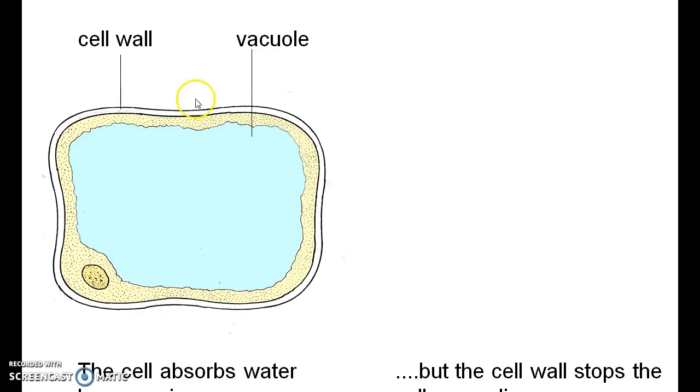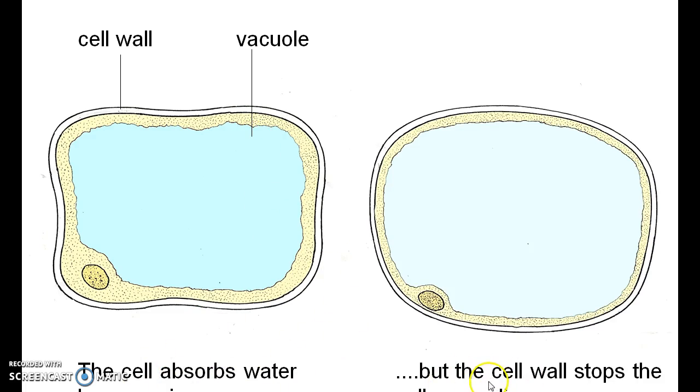This is the plant cell. This is the cell wall. This is the vacuole. The cell absorbs water by osmosis, but the cell wall stops the cell expanding any more.